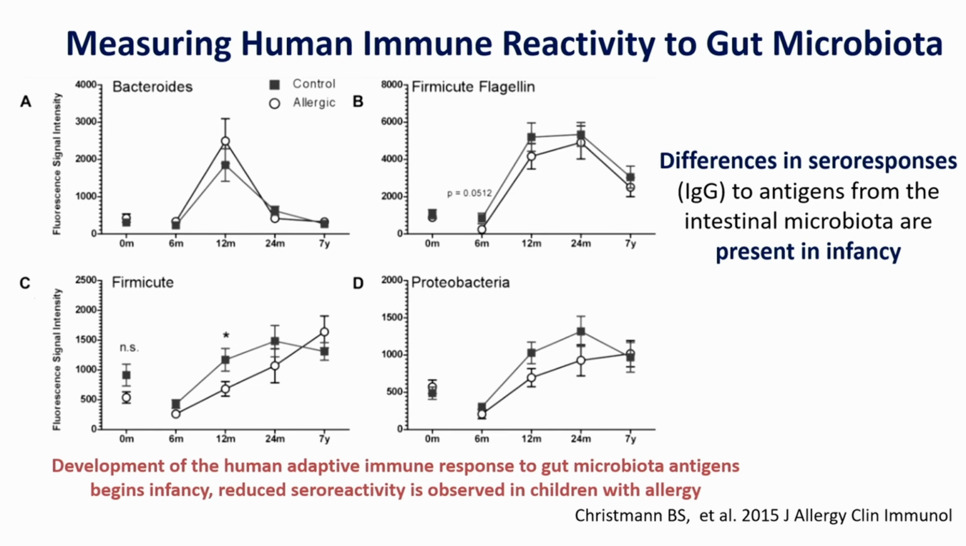When you look at the data, this is 0 months, which is at birth, then 6 months, 12 months, 2 years and 7 years, comparing control and allergic patients. They showed differences in immune reactivity, which means IgG activity is increased against some Firmicutes or some other genera. They got this data, I think, with the UAB group. We just collaborate with them. We're using these microbiota antigen chips, and we look at our data.